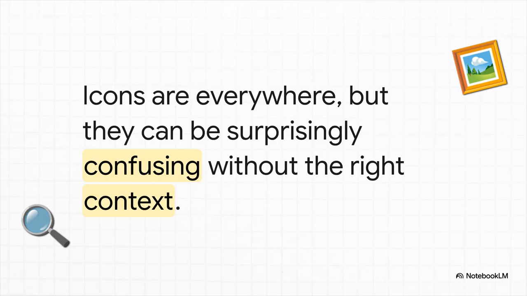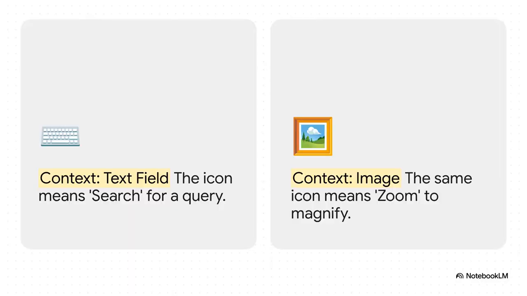Okay, let's look at another one. This one's a little more subtle, something we see all the time: icons. They're everywhere, but they can be surprisingly confusing if they don't have the right context. Think about the good old magnifying glass icon. When you see it next to a text field, your brain instantly goes, search. But if you take that exact same icon and put it on top of an image, your brain thinks, zoom. See? The context is everything. Even a common icon needs to make sense where it's placed to be a good descriptive label.